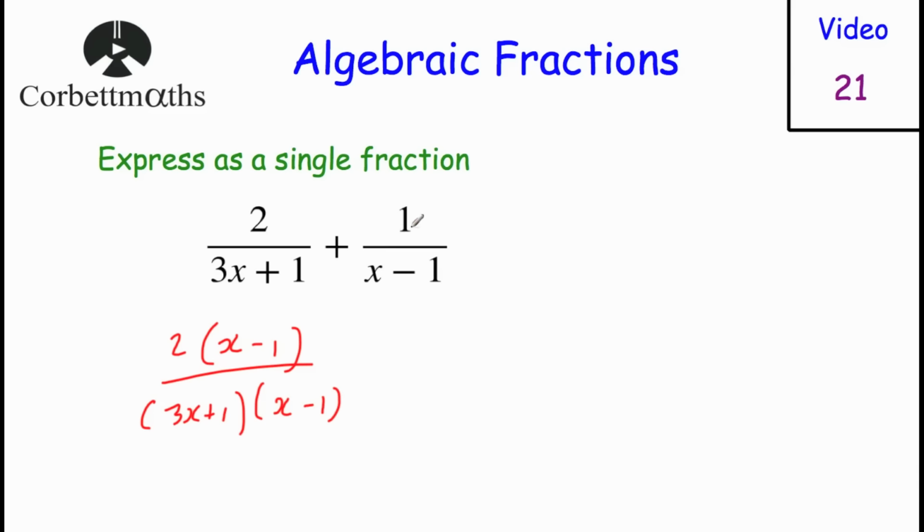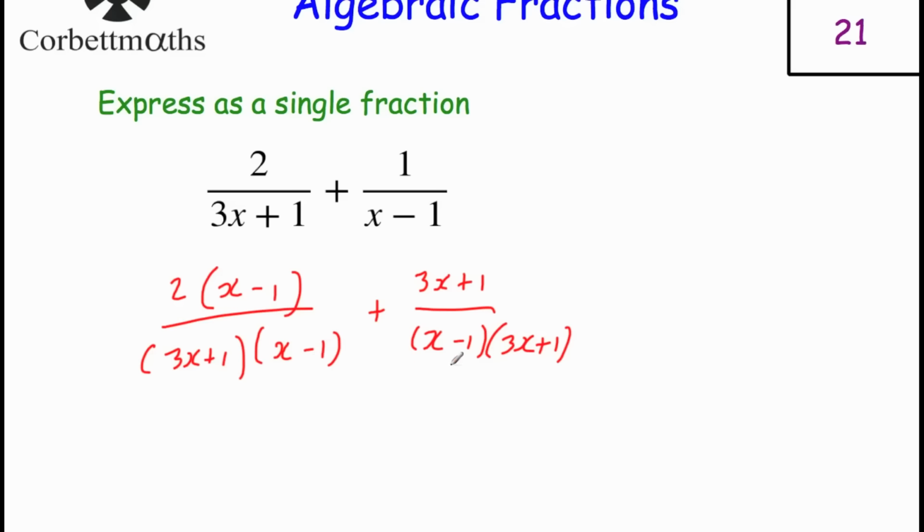Now we're going to multiply both the numerator and denominator by 3x plus 1. When we do that, multiplying the numerator by 3x plus 1, because it was a 1, we could just write 3x plus 1, because we're just multiplying it by 1. And with our denominator of x minus 1, we're multiplying that by our 3x plus 1. So we've got x minus 1 bracket 3x plus 1. And that's it. As you notice, we've got the same denominators for these fractions. So we've got 3x plus 1 times x minus 1, and here we've got 3x plus 1 times x minus 1.